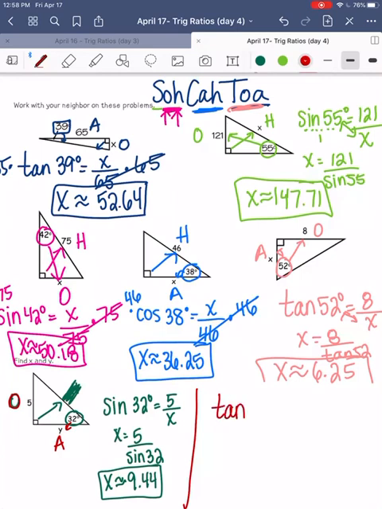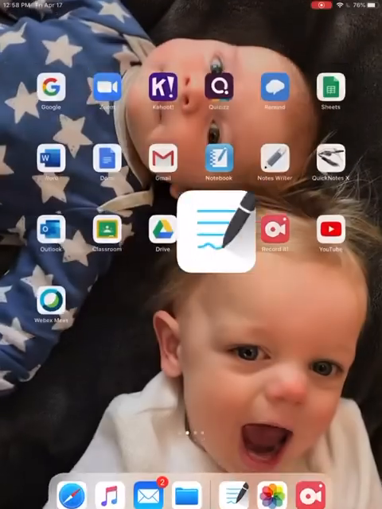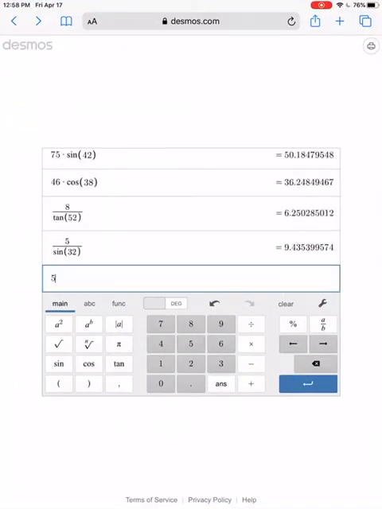All right, so the tangent of 32 degrees equals, tangent is O first, and then A. And again, that's going to be where they switch places. And then we can type that in. So 5 divided by tangent 32, 8.00, which is just going to be 8.